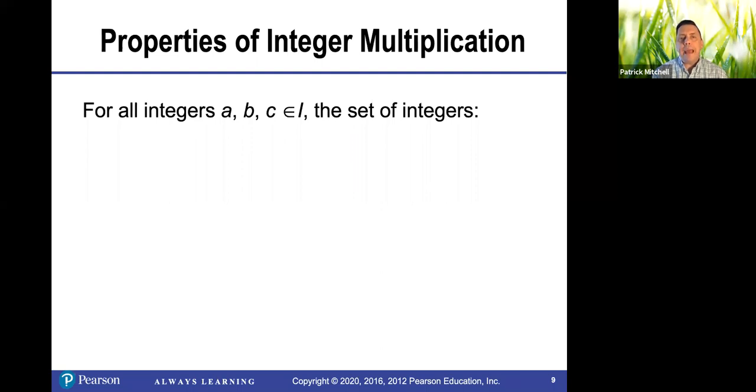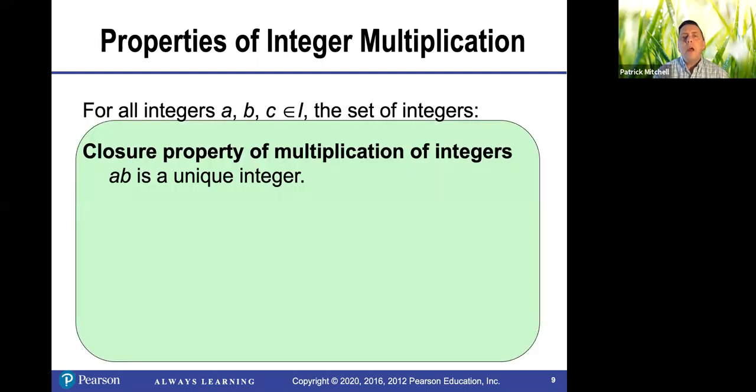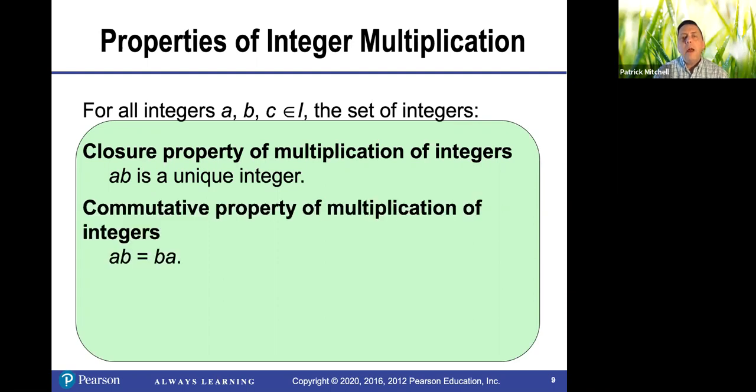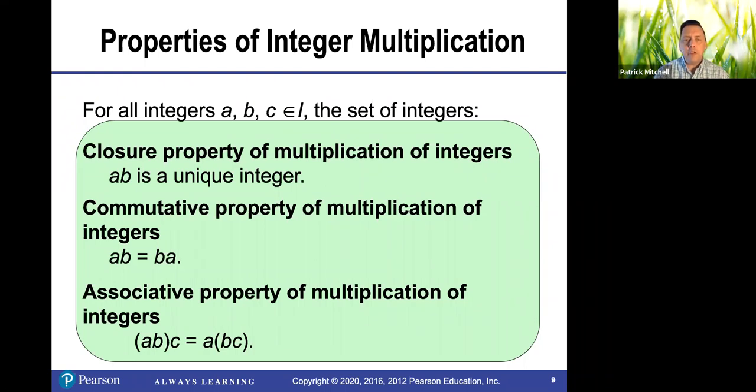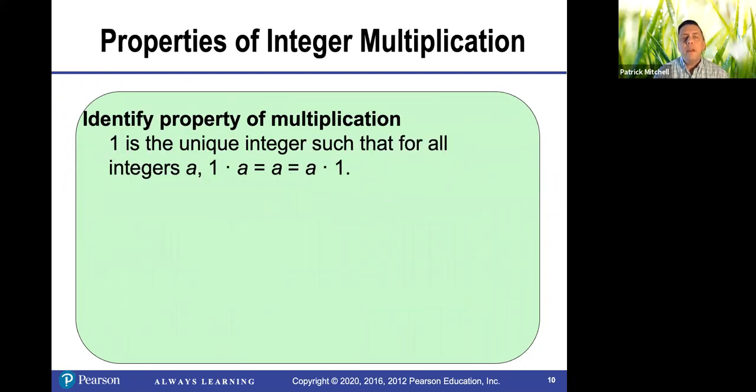For all integers A, B, and C, multiplication of integers is closed. As long as A and B are integers, their product is an integer. Integer multiplication is commutative. A times B equals B times A. Integer multiplication is associative. The identity property of multiplication says that 1 is the unique integer such that for all integers A, 1 times A and A times 1 are the same thing as A.